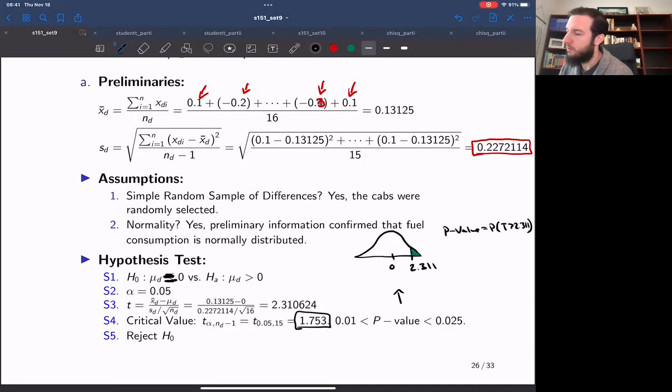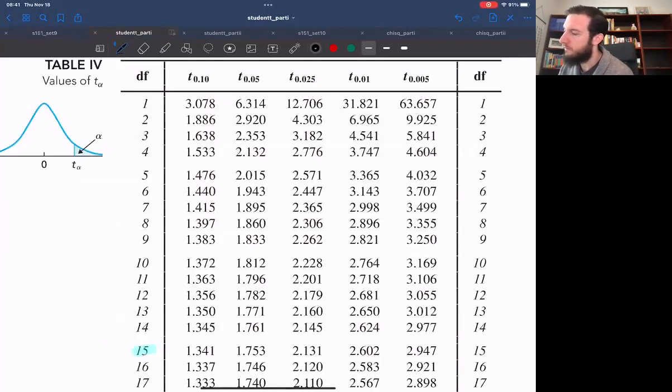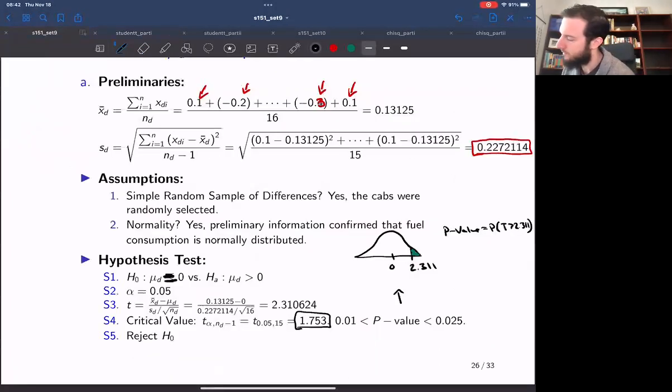So now we would just go to our t table. We have 15 degrees of freedom. We're looking for 2.311, which is going to be in between these two values here. So in this case, the probability that t is bigger than 2.311 is between 0.025 and 0.01. So therefore, the p-value is between 0.025 and 0.01, which is what I have here.